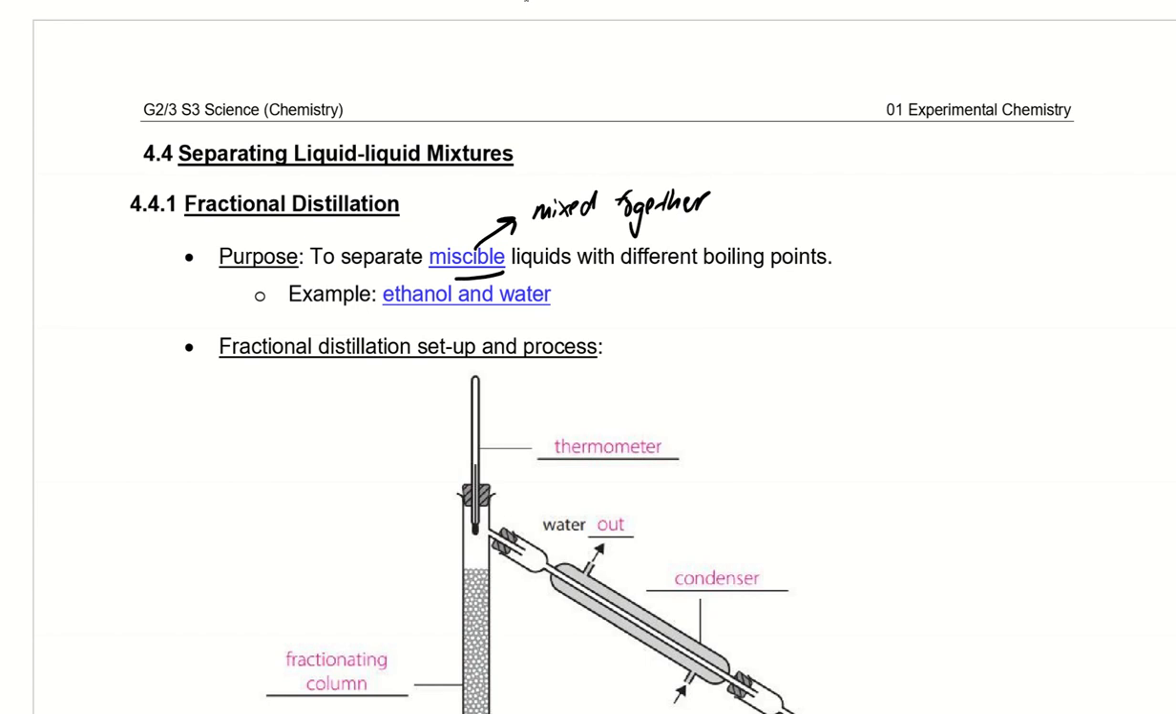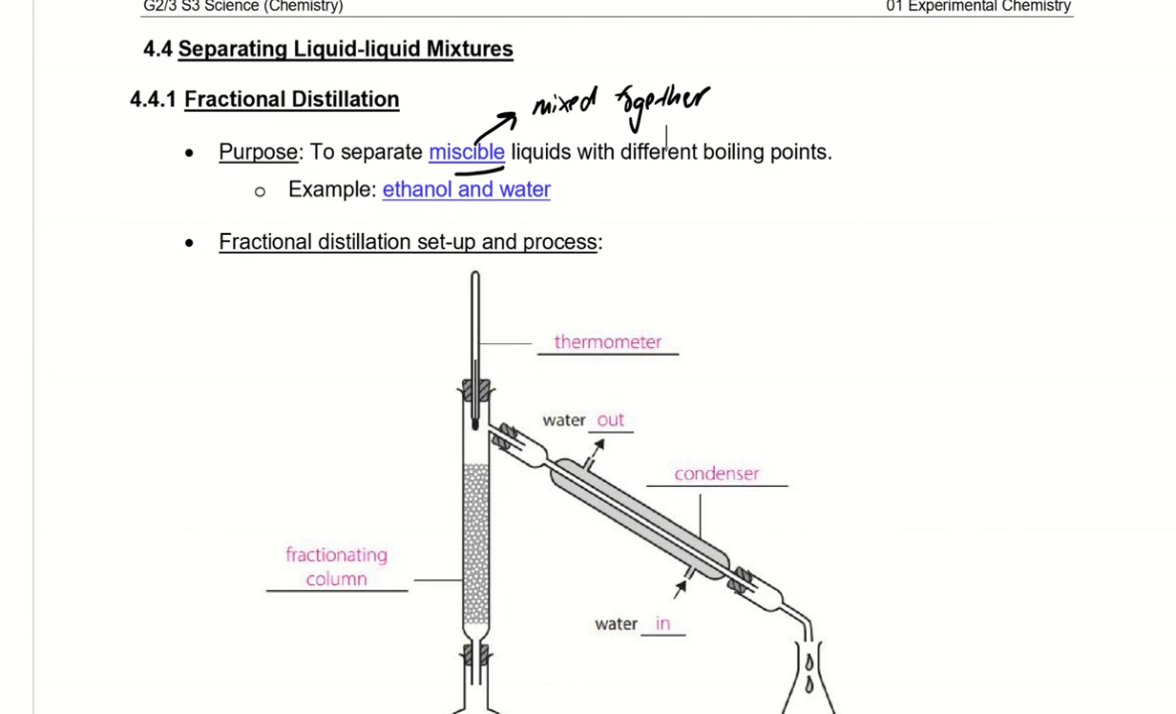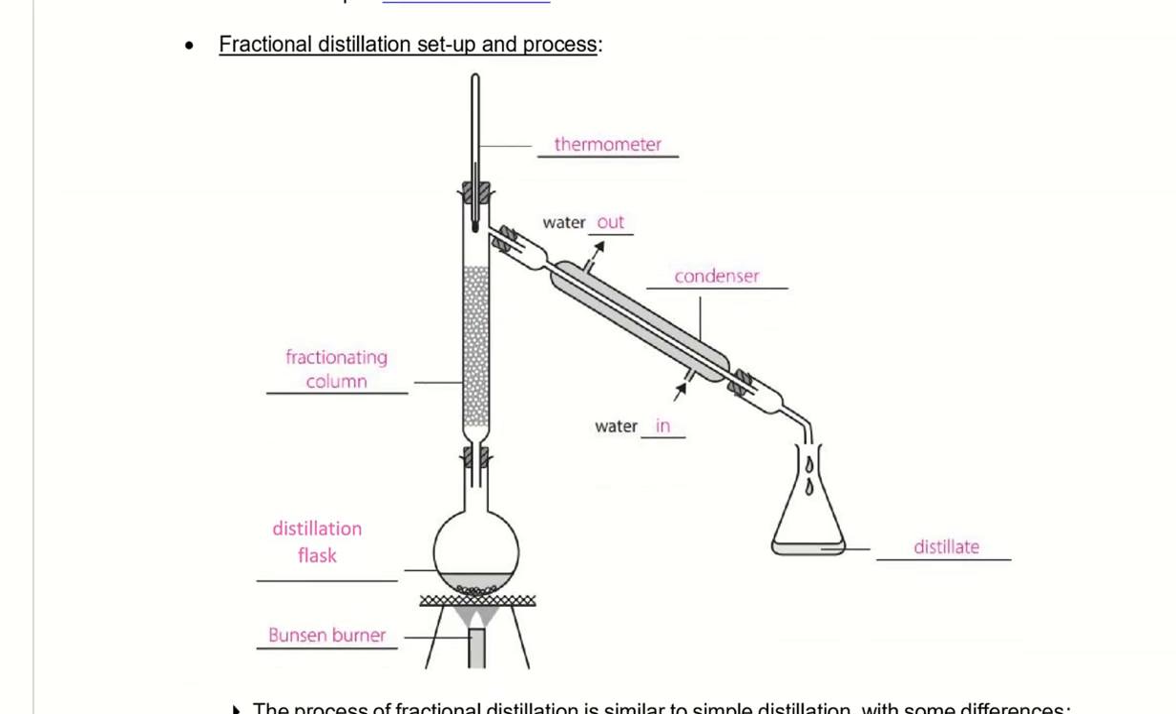So you might have noticed that, what's the difference between simple distillation and fractional distillation? So for fractional distillation, it can separate liquids with different boiling points. And for simple distillation, we are just looking at obtaining the liquid from a solid liquid mixture. So this is an example of a fractional distillation setup.